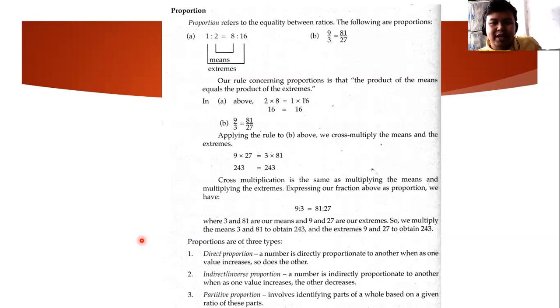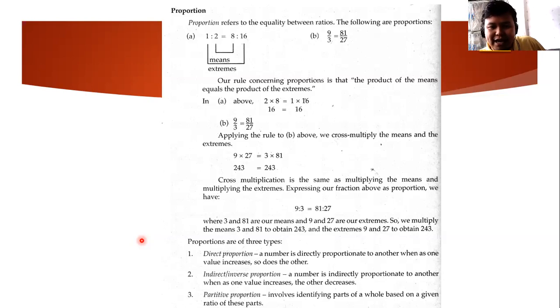As you can see above, 2 times 8 equals 1 times 16. 2 times 8 is 16, and 1 times 16 is 16. Are the two the same? Yes, so that is an equal proportion.